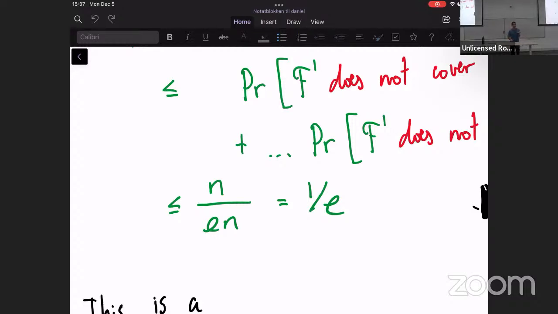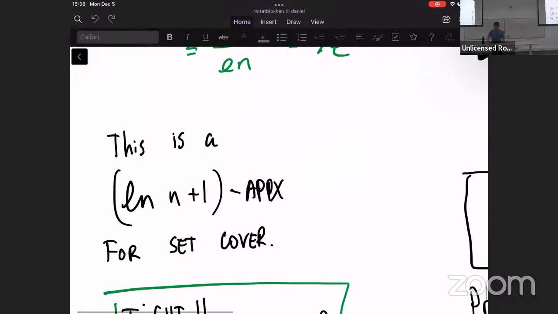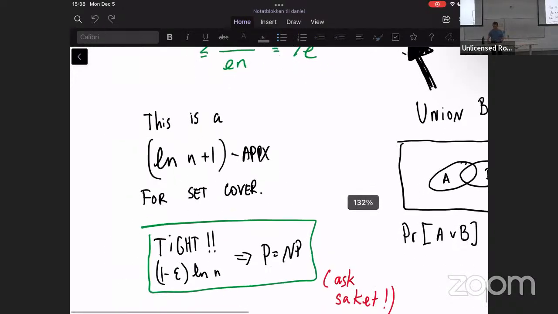Now notice, if I want constant success probability, or I want success probability 99% without increasing the size of my solution, all I need to do is run the whole thing a few times and see if any one of them actually ends up covering the entire universe, because each run will cover all of the universe with constant probability. So this is a ln n plus 1 approximation for set cover that runs in polynomial time.